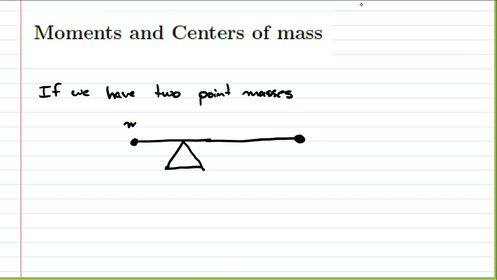And we have mass 1, we have mass 2. We want to measure the distance from the fulcrum to the mass. So this one's going to be located at the point x1, and this one is going to be located at the point x2.